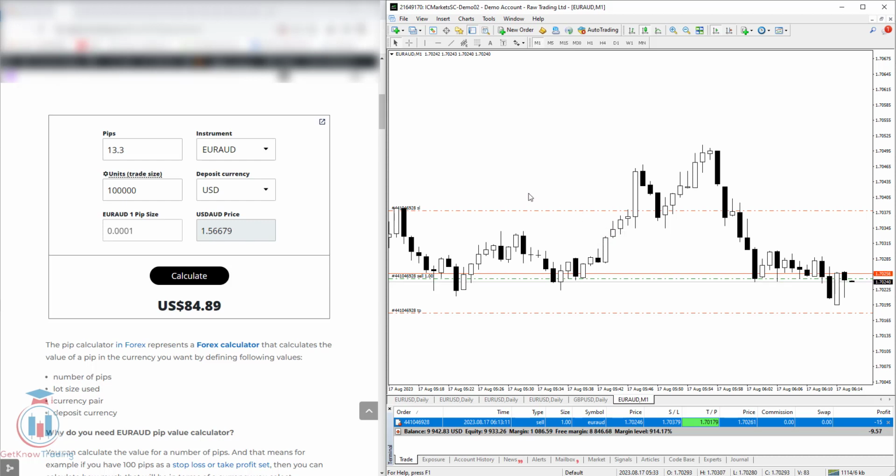So you can see how to use this Pip calculator for the euro against the Australian dollar. You can see that it is pretty easy to calculate the Pip value, and also if you have any other number of pips, you can simply put here in the field where the pips are and click calculate to get the value. You can also change the deposit currency if you have any other currency as a deposit inside the trading platform on your trading account.